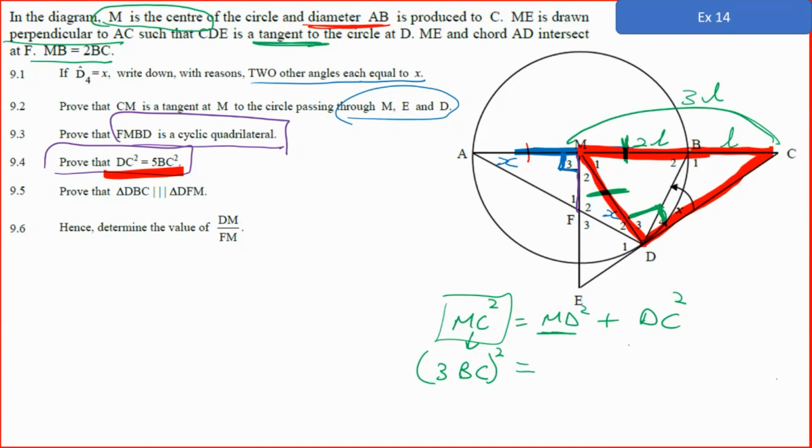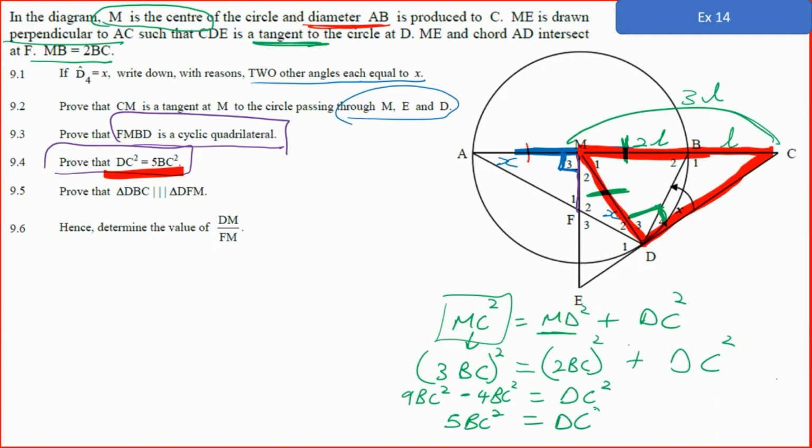MD is twice BC. So MD squared is actually 2BC squared. Agreed? So that gives us 3 squared, which is 9BC squared. Now 2 squared is 4. Bringing it to that side, it's minus 4BC squared, which is equal to DC squared. And 9 minus 4 is actually 5BC squared. Are you happy with that? Yes, sir.